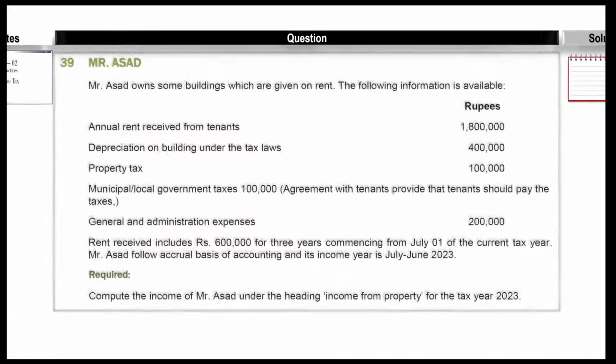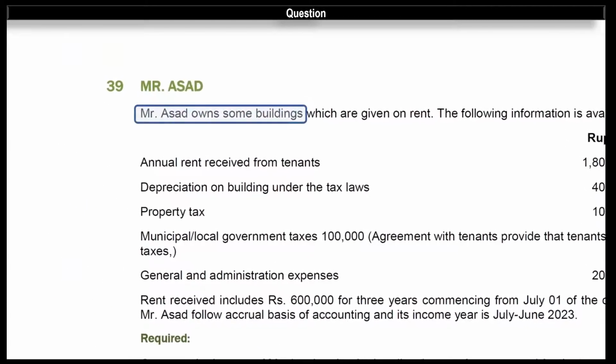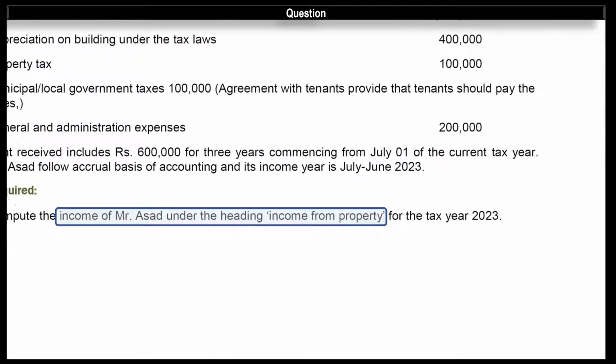Please read the question carefully. You can pause video to read it. Please note that the taxpayer in this question is an individual, Mr. Assad, who owns some buildings. Have a look at requirement of question. You are required to compute income under the head, Income from Property.